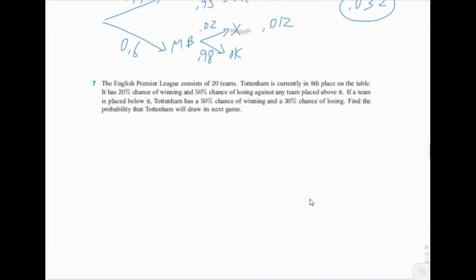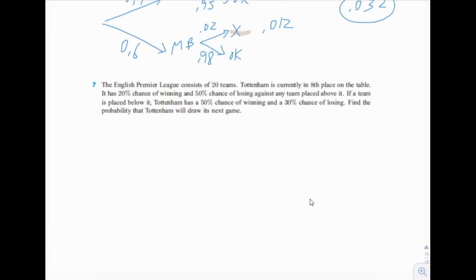Number 7. The English Premier League consists of 20 teams. Tottenham is currently in 8th place on the table. It has a 20% chance of winning and 50% chance of losing against any team placed above it. If a team is placed below it, Tottenham has a 50% chance of winning and 30% chance of losing. Find the probability that Tottenham will draw its next game.